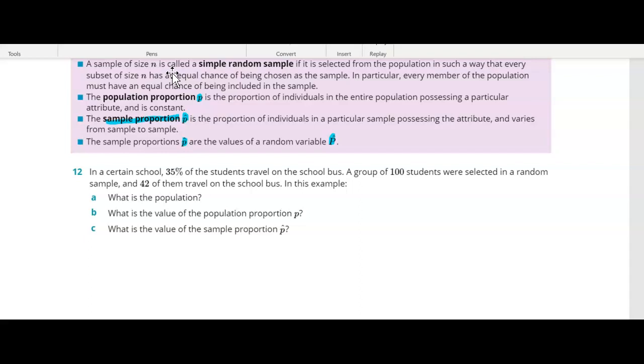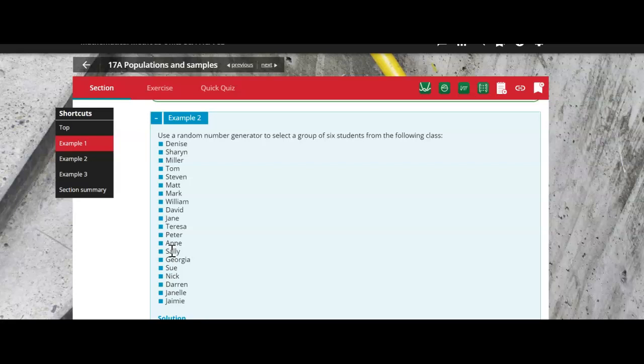So in a certain school, actually, sorry, before we do that, I think I might watch an example. Sorry, I forgot. All right, so this is probably more if we were doing this in our SAC, but I just want to go through what it means by generating a random sample. So we've got a class of students. Okay, so you can see them all listed there.